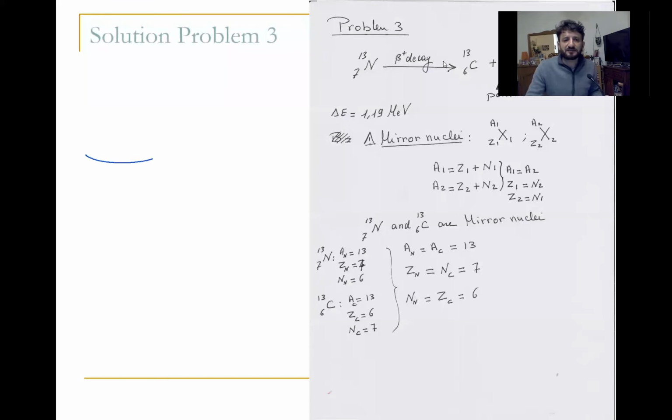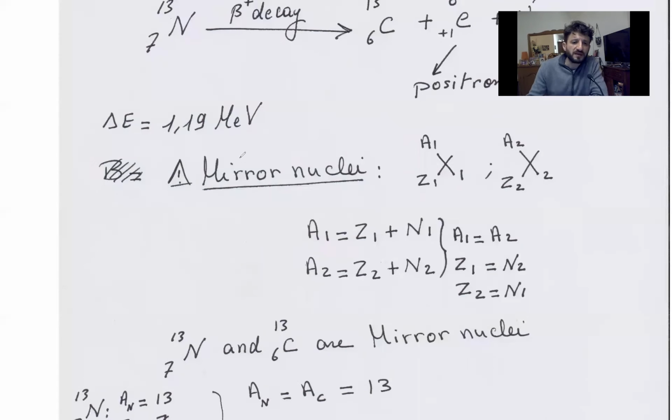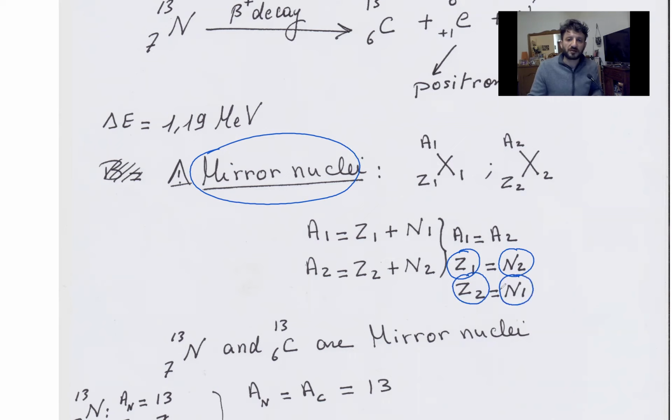If I say we have mirror nuclei, for example, first of all, we have two nuclei, X1 and X2. X1 has Z1, A1, X2 has Z2, A2. These two nuclei are mirror when Z1 equals N2 and Z2 equals N1. And we get the same mass number, A1 equals A2.